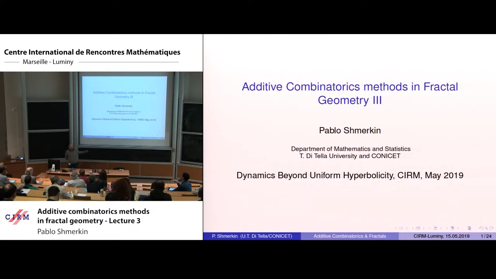So the proof of the main result that I have been discussing in the previous lectures is very much based on additive combinatorics. I will explain some of the tools that are behind it, but unfortunately I won't be able to explain why these tools work. You can read the paper for that.